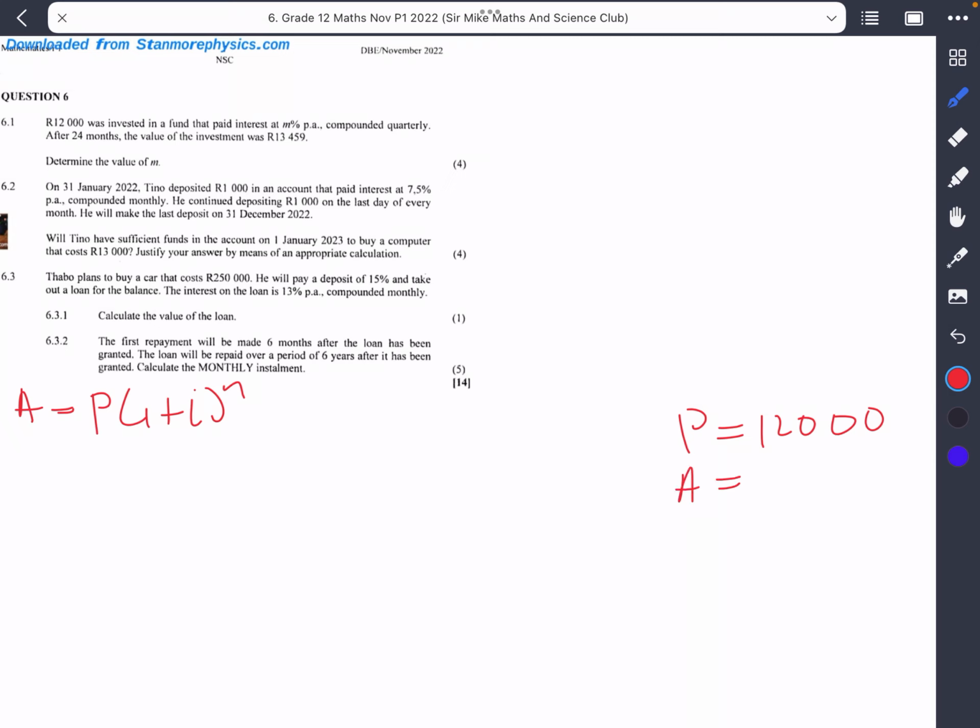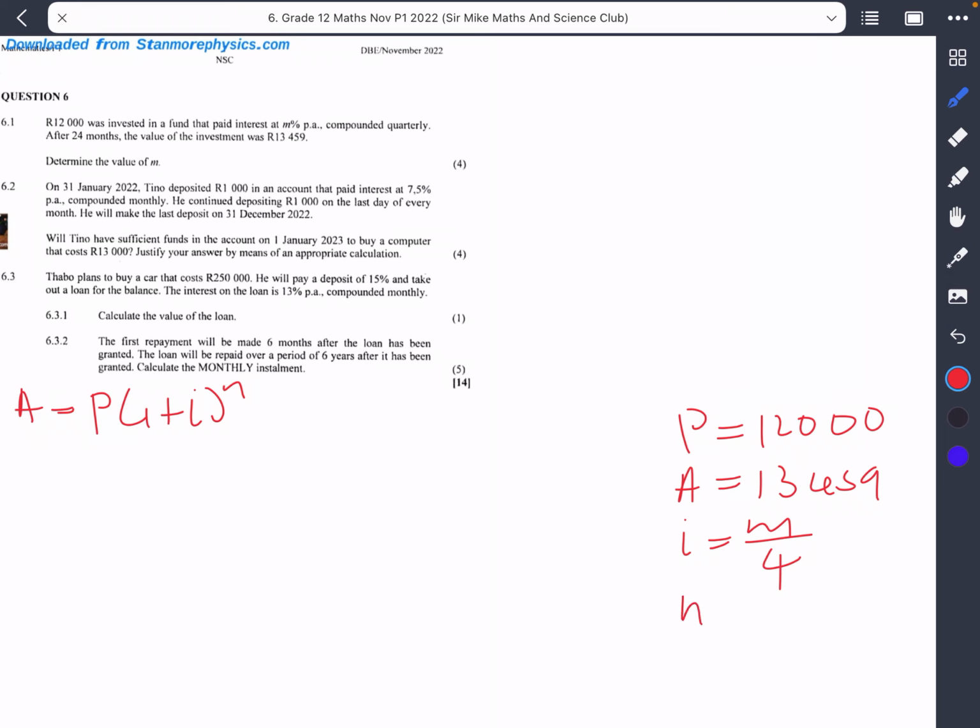They said to determine the value of M. Now, M would be, of course, the interest rate. Before I even start with the calculation, what I love to do is write what I call a shopping list. We know that P was given as 12,000, and A, the accrued amount, was 13,459.